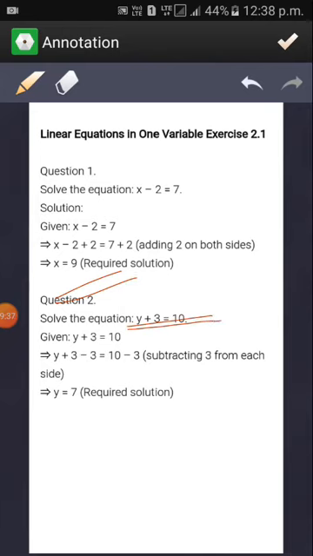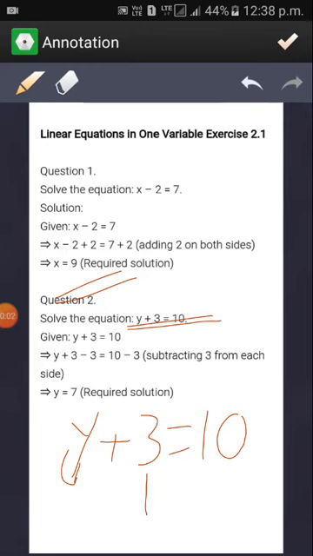Solve the equation y plus 3 is equal to 10. You will now easily be able to solve this. First we will try to recognize this algebraic equation and categorize it as linear, quadratic or cubic. 3 is a constant term, 10 is a constant term, y is the variable. What is the power of this y? It is 1. So the degree of this equation is 1, so it is a linear equation.